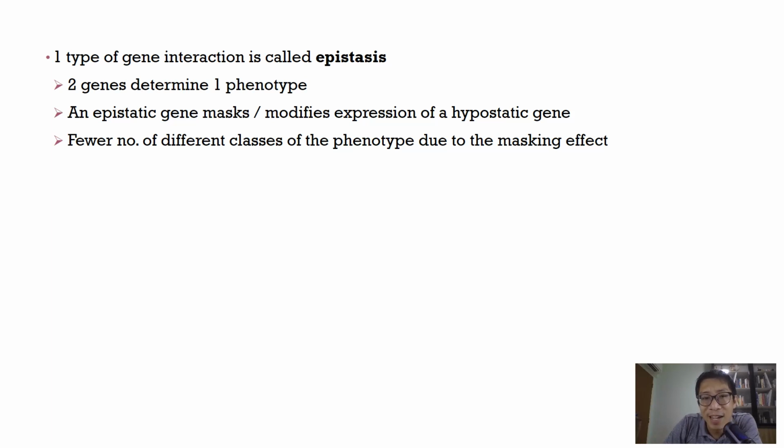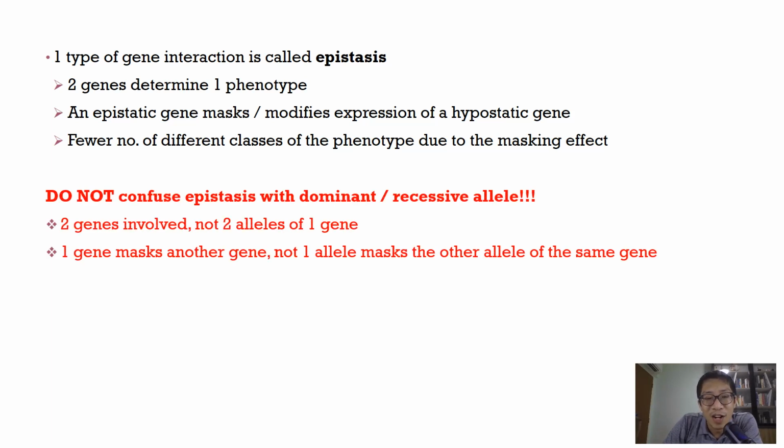But a bit more to clarify. Because we use the term masking, which of course you have come across before previously when we talked about the dominant and recessive allele, they use the same term. So likelihood is some of you might be confused. So I want to make it clearer here that we are talking about two completely different things. When we talk about epistasis, we are talking about two genes, one masking the other.